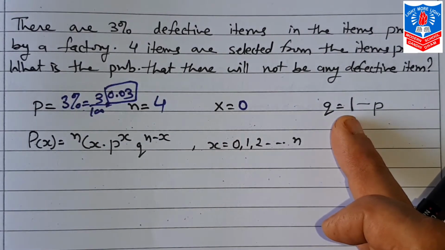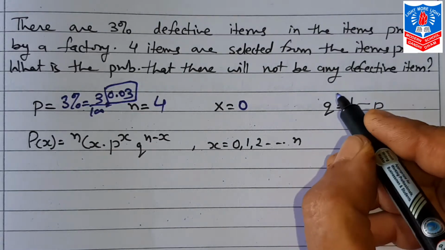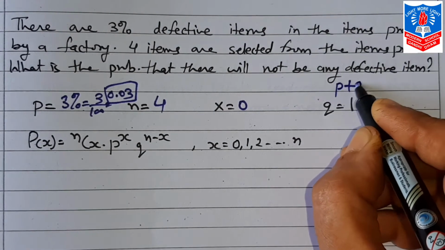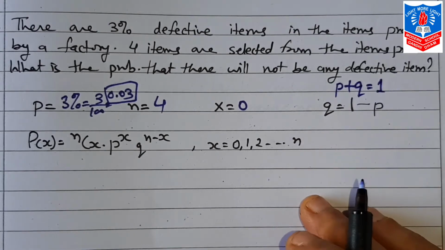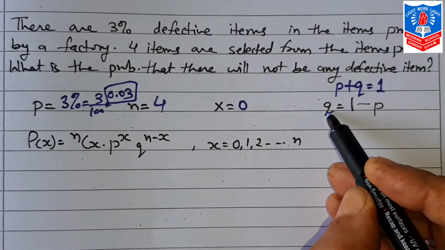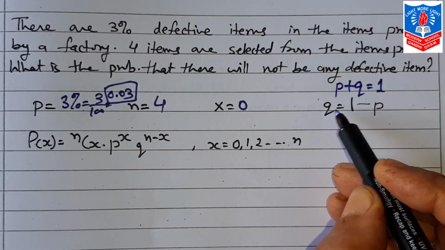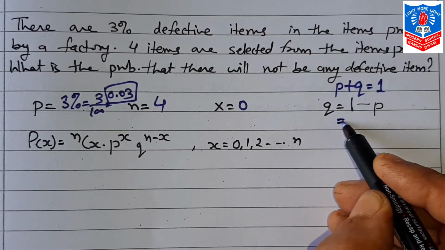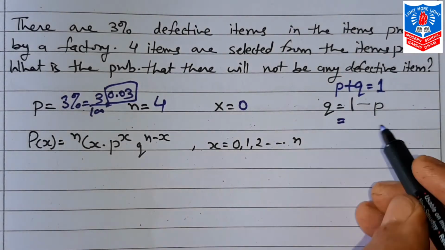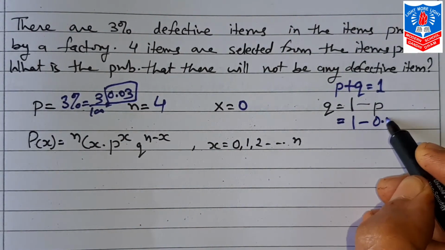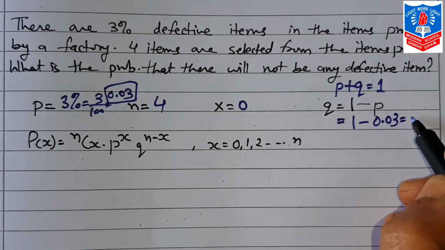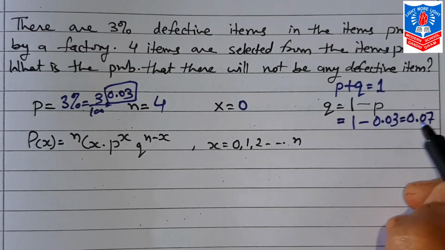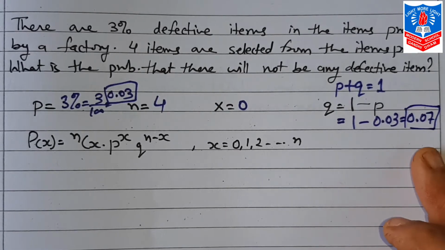Now next, the fourth value we want, that is Q. If you remember, we already discussed P plus Q is 1. So if you want to know the value of Q, then this will be 1 minus P. So here it is given P value which is 0.03. So this will be 0.97. This is the value of Q.